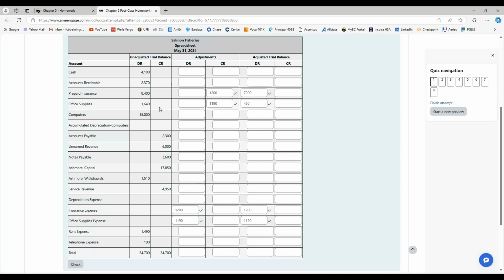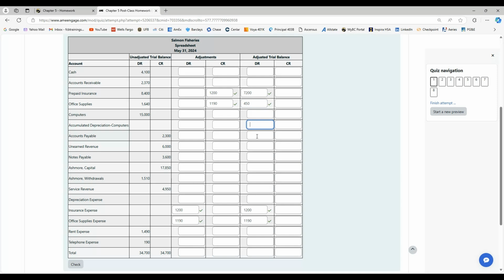And same thing with office supplies. If we left it at 1,640, we just did a count and we know it's actually 450, not 1,000. So that would be wrong. So that's why we're making these adjustments and ending up at the correct balances, right? That's kind of the whole point of the adjustments.